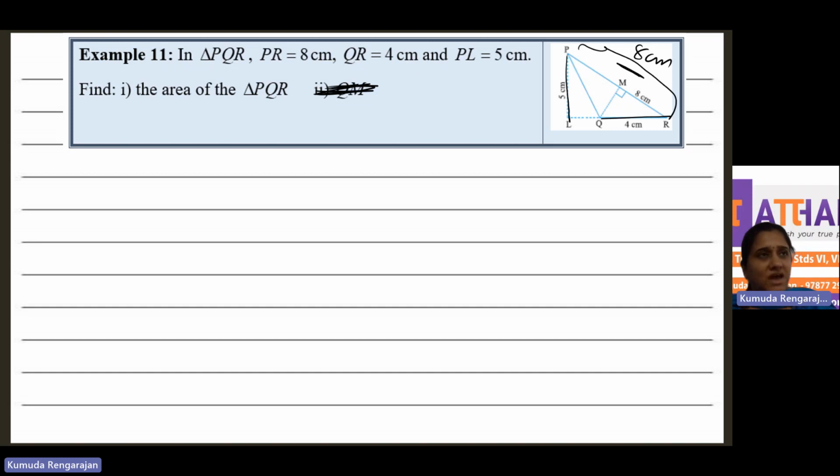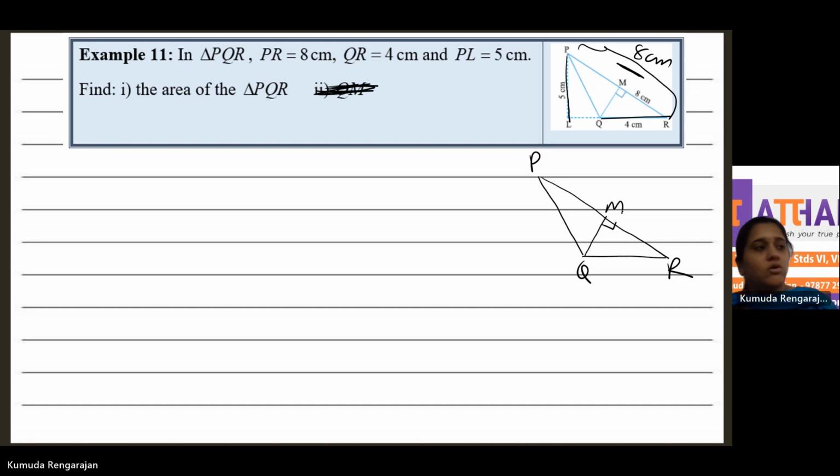Now you need to understand. You must have the base and altitude. Any side can be taken as the base, but you should have the altitude on that side. Now this is the obtuse triangle, right? PQR. The altitude for the side QR will be outside the triangle. That's what they've called PL there.